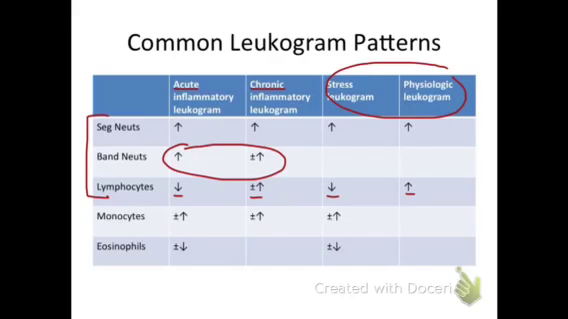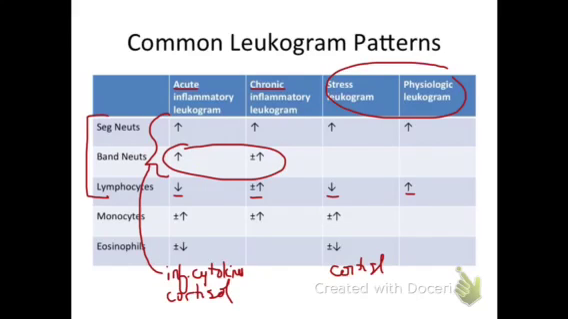Stress leukogram is completely due to the action of cortisol. However, an acute inflammatory leukogram is due to a combination of inflammatory cytokines and cortisol. The inflammatory cytokines cause the changes in the neutrophils, but the cortisol causes the changes in the lymphocytes, monocytes, and eosinophils. So you see the acute inflammatory leukogram and the stress leukogram actually have a similar pattern with regards to lymphocytes, monocytes, and eosinophils.